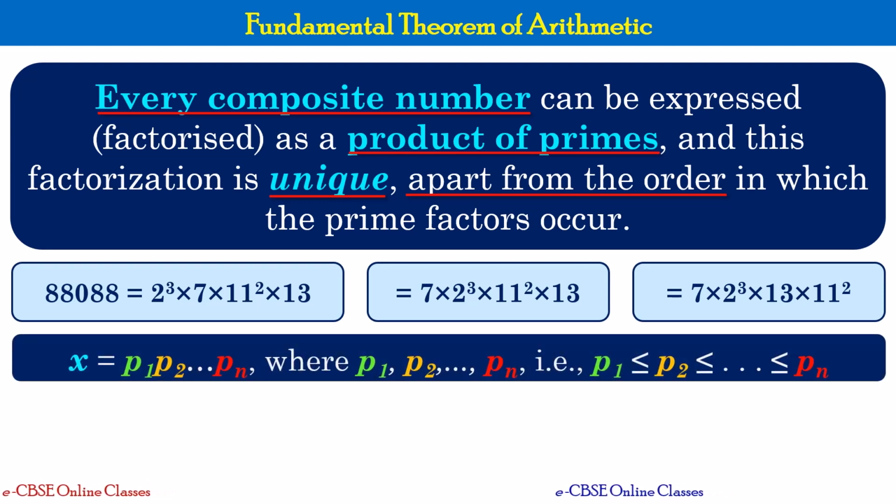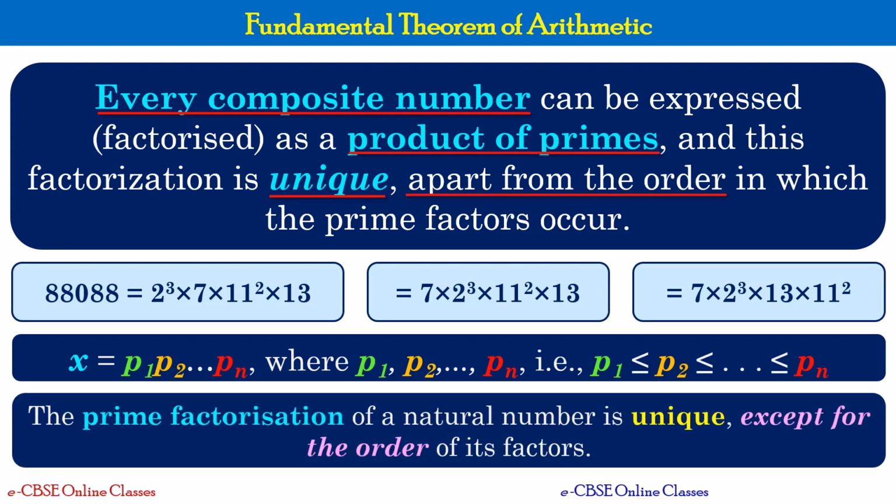And now you can write the composite number x as a product of prime numbers p1, p2 and so on until pn, where if you arrange the prime numbers p1, p2 etc. in the ascending order, like p1 is less than or equal to p2 and p2 is less than or equal to p3 and so on, the factorization will be unique. In other words, the prime factorization of a natural number is unique except for the order of its factors.